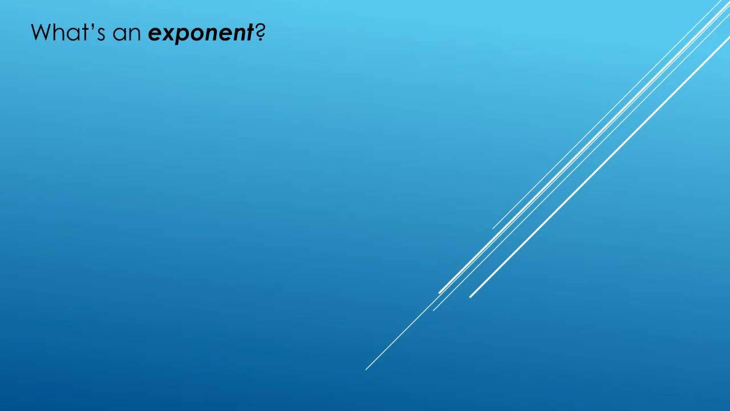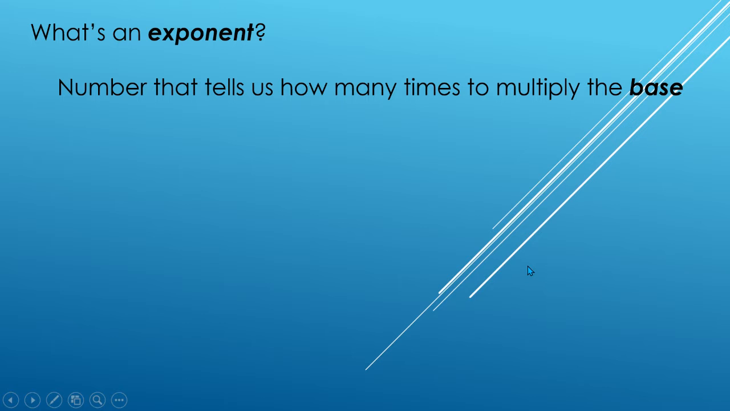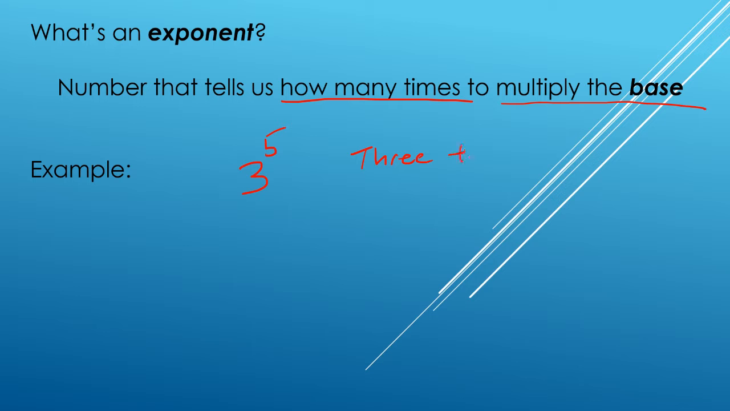All right, what is an exponent? An exponent is a number that tells us how many times to multiply the base. For example, let's say we had 3 to the 5th power. How we say this is 3 to the 5th power.